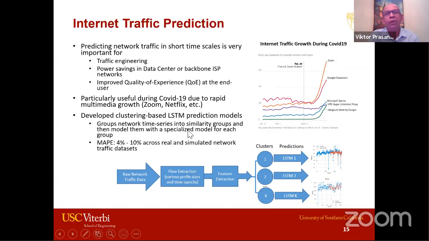So we developed what are called LSTM models here, long short-term memory models. Using those models, and developing ensemble models based on them, we are able to very accurately predict what kind of traffic will be there over the next time interval, and use that information to improve, for example, the quality of service and quality of experience for end users in that context.